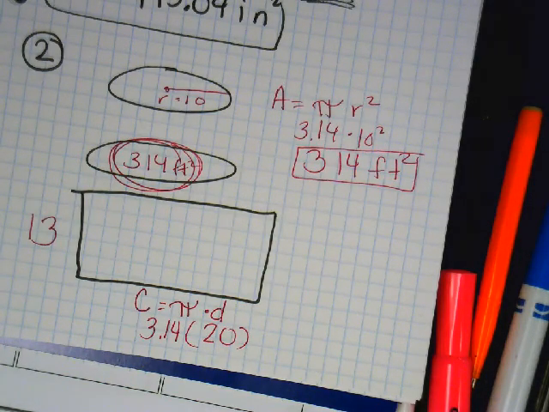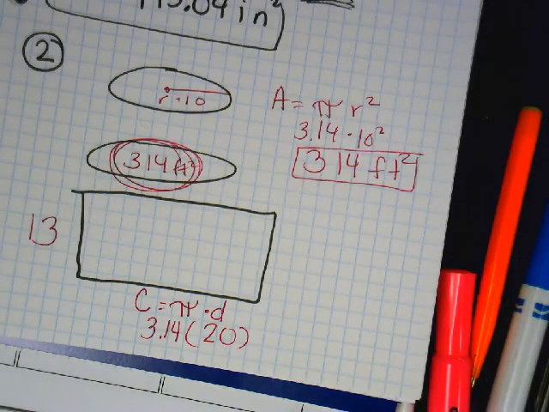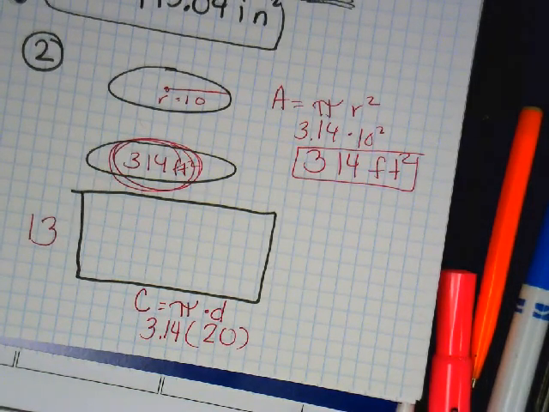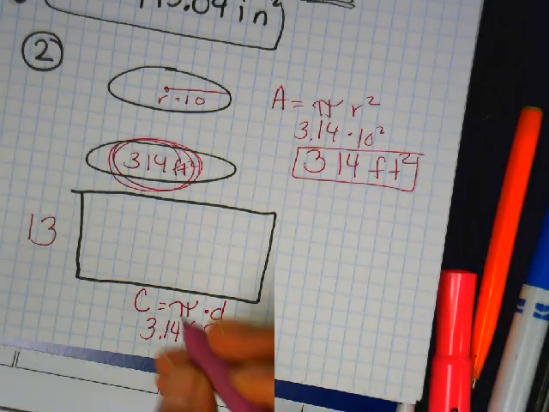Wait, I just said the same thing. I said, what is 3.14 times pi? Which is the same thing. 3.14 times 20. Yes, that's what I meant to say. What is it?